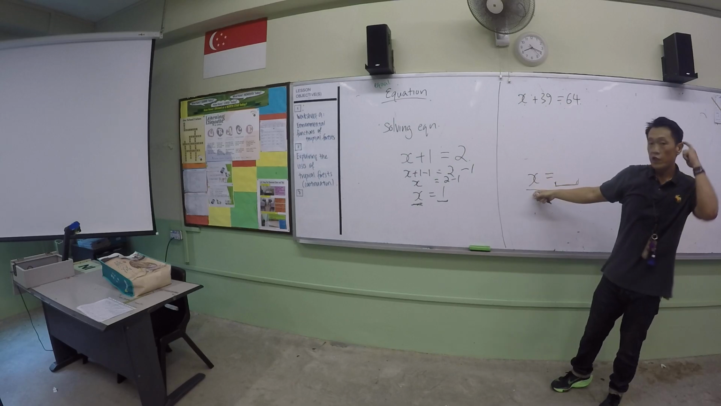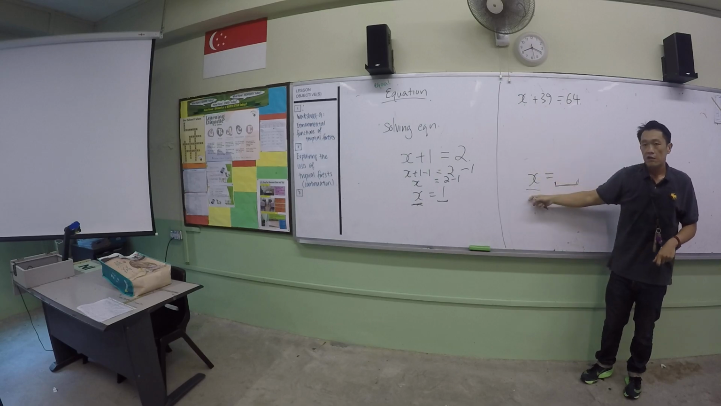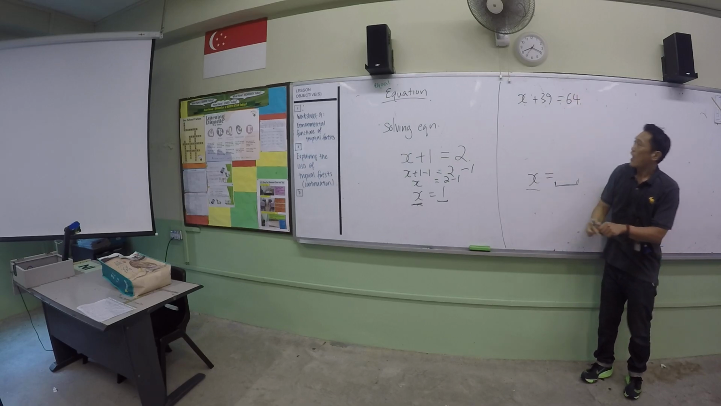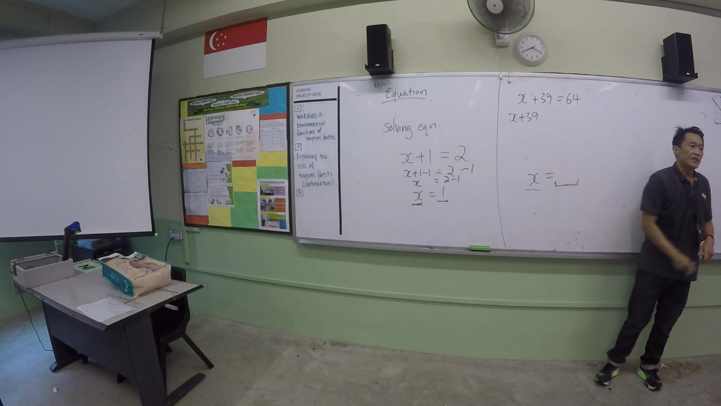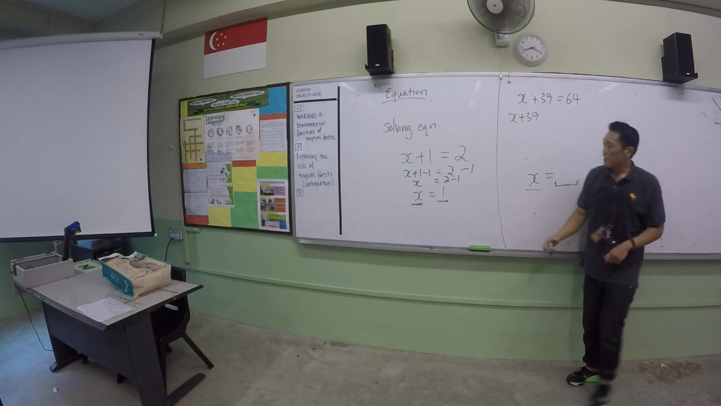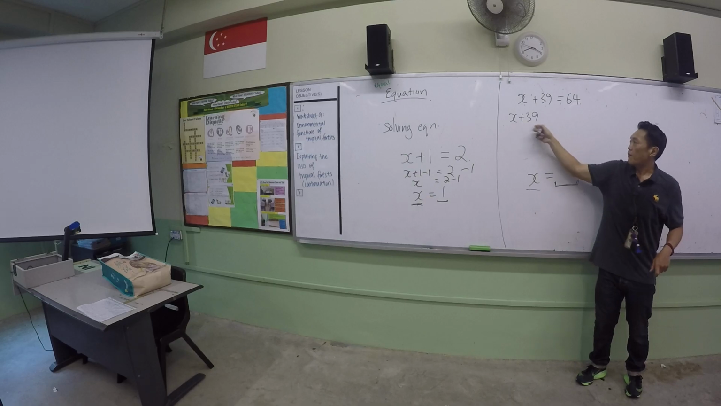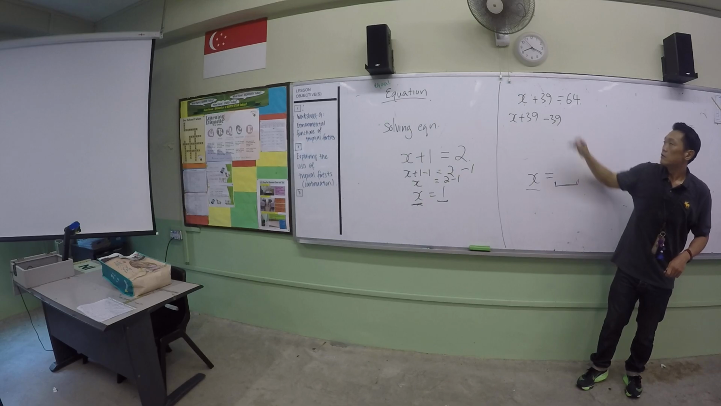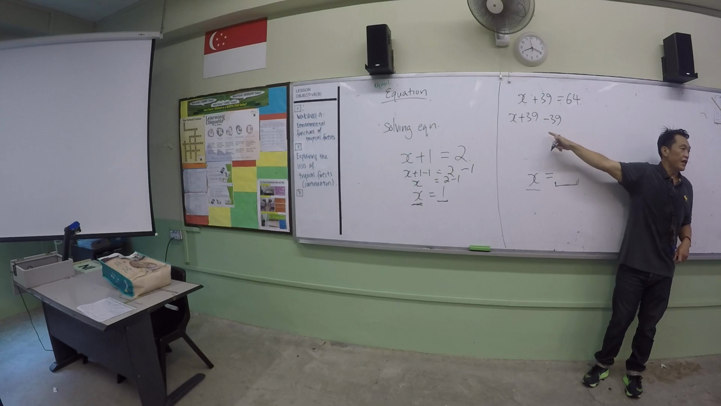Okay? So from here to here, at first my left hand side got x plus 39. Finally, my left hand side only got x. So what must I do on the left hand side to make there only x? I will need to remove this 39. Similarly, plus 1 minus 1 will become 0. So how can I make plus 39 become 0? Plus 39 minus 39 will become 0.